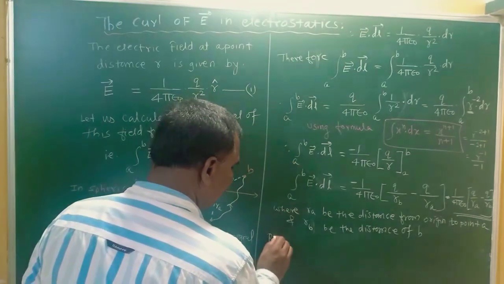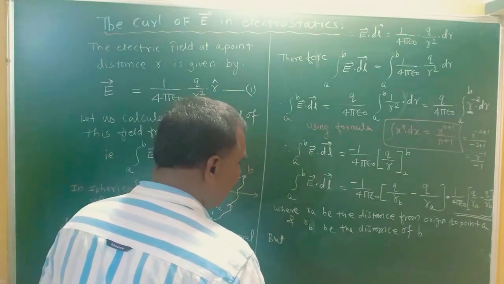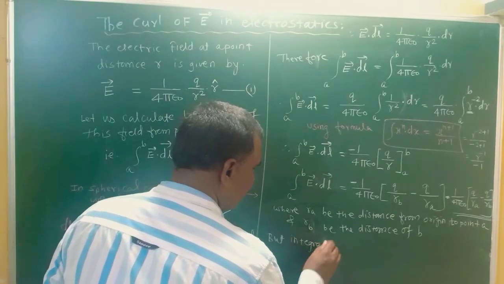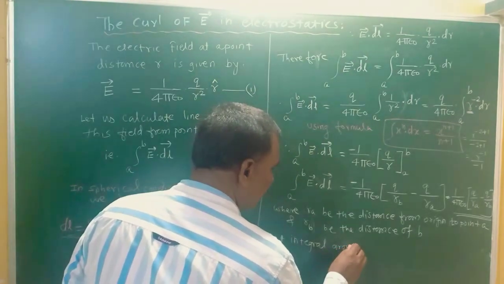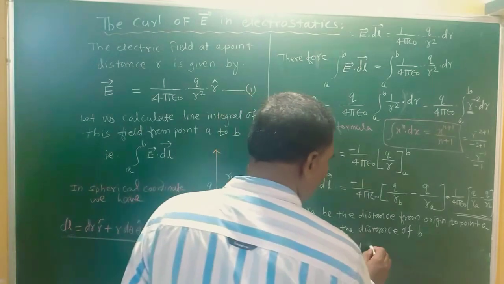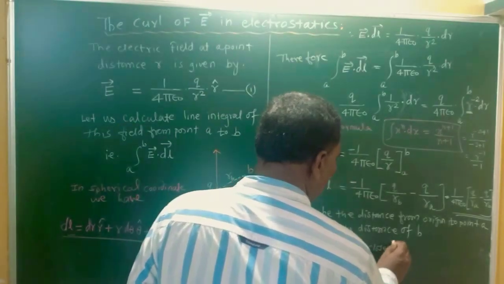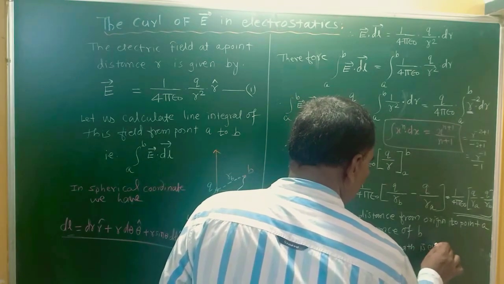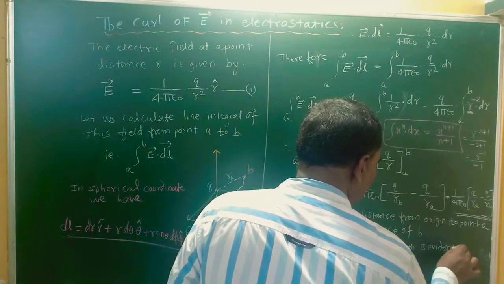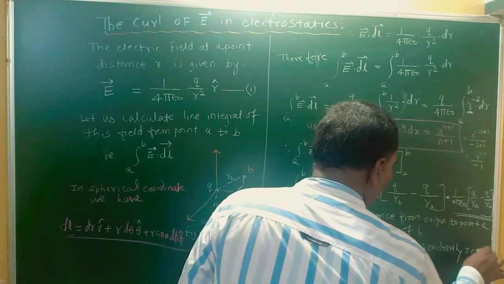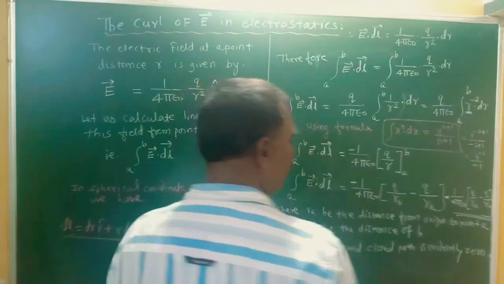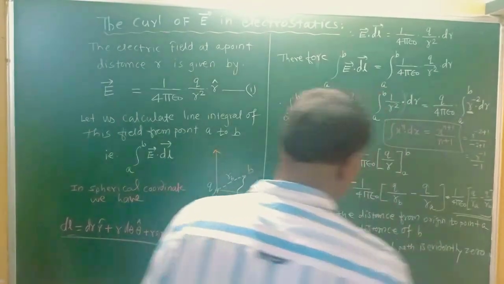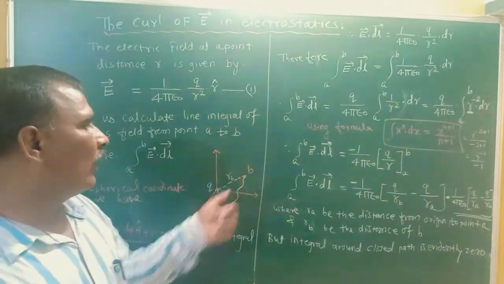But the integral around a closed path is evidently zero. Integral around the closed path is evidently zero. How is it zero? Because we have to consider the two boundaries are similar.